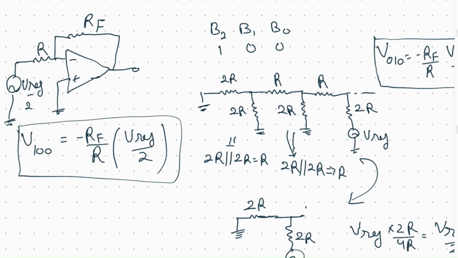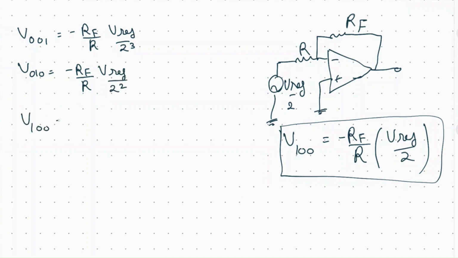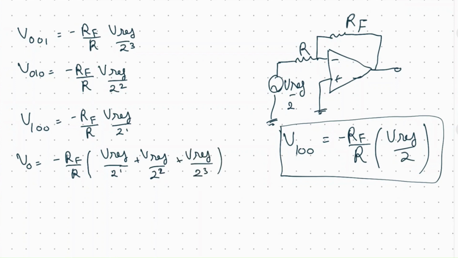So if we write all the voltages: the voltage corresponding to 001 is minus RF by R, times V reference by 2 to the power 3. The voltage corresponding to code 010 is minus RF by R, times V reference upon 2 to the power 2. And the voltage corresponding to code 100 is minus RF upon R, times V reference by 2, which can be rewritten if we add them in total. So the general expression will be minus RF upon R, V reference, sum over i from 0 to n minus 1 of Bi upon 2 to the power n minus i.